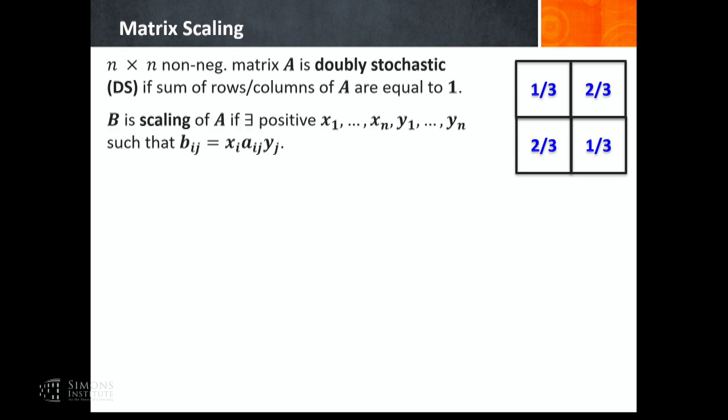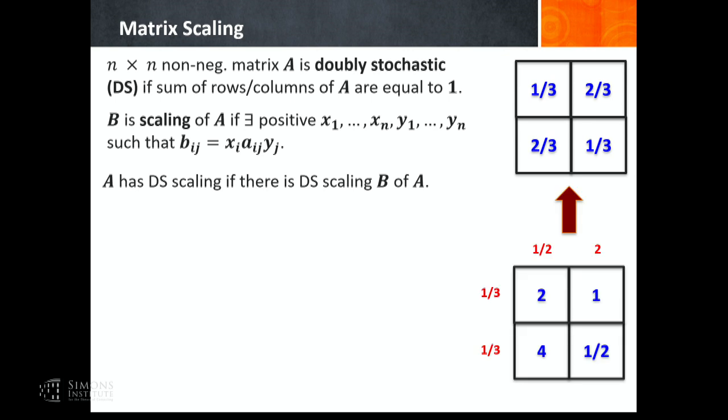And I say that B is a scaling of A if there are positive real numbers x1 up to xn and y1 up to yn, such that b_ij is equal to x_i a_ij y_j. So this means that the x_i's are going to multiply the rows and the y_j's are going to multiply the columns. So A has a doubly stochastic scaling if there is a doubly stochastic matrix scaling B of A. For example, this matrix here is a matrix A. It has a doubly stochastic scaling because, here are my scaling factors, and I obtain the first matrix.